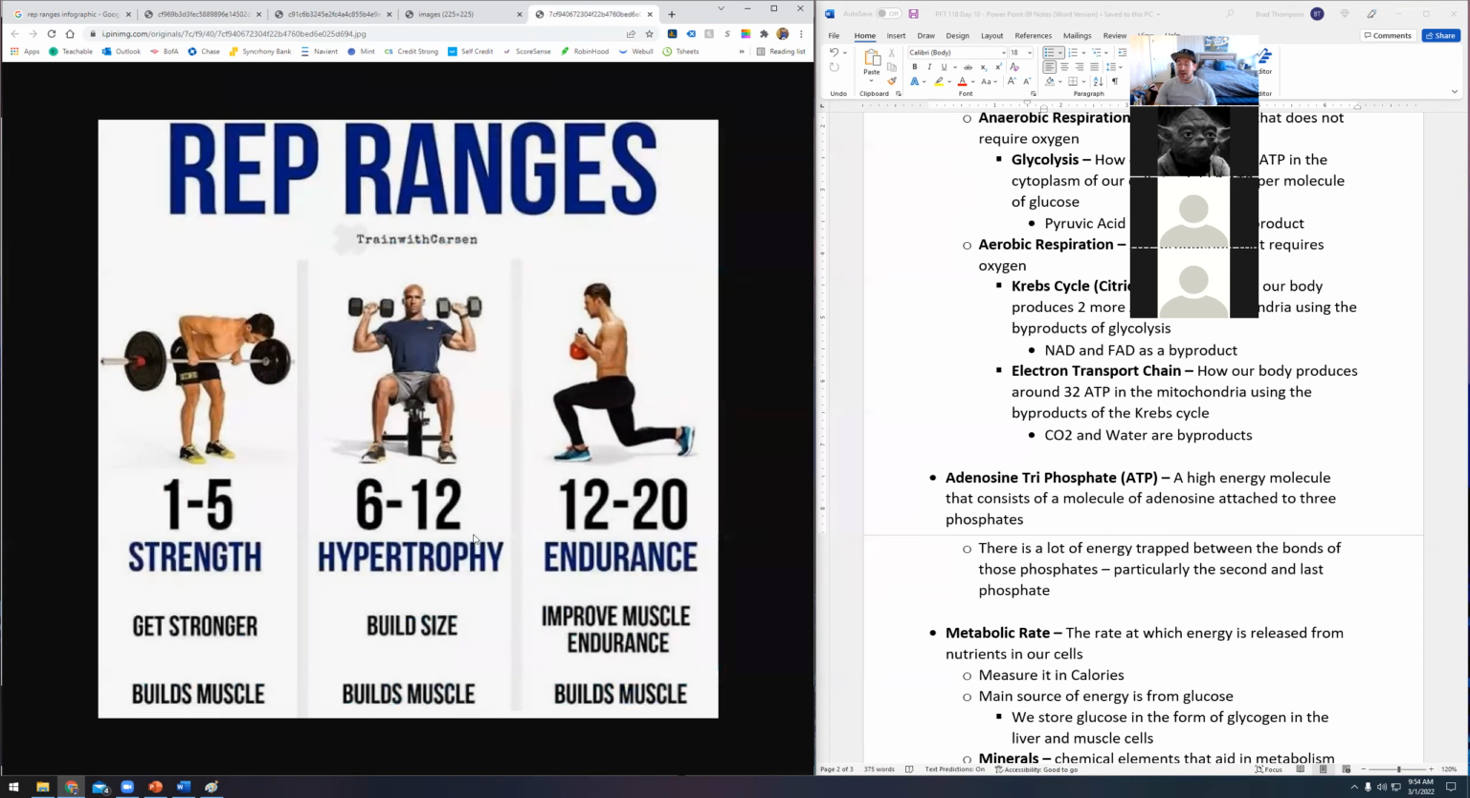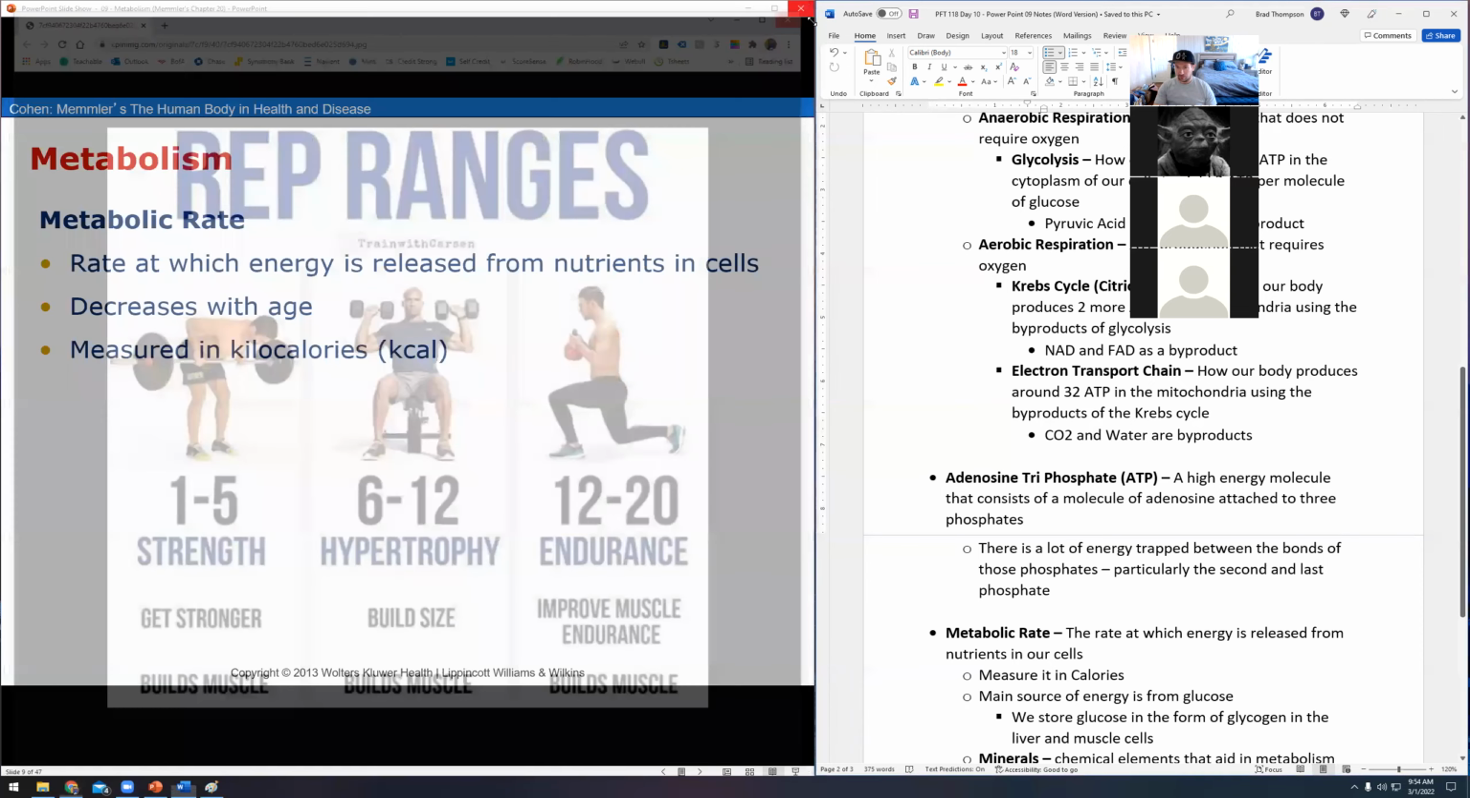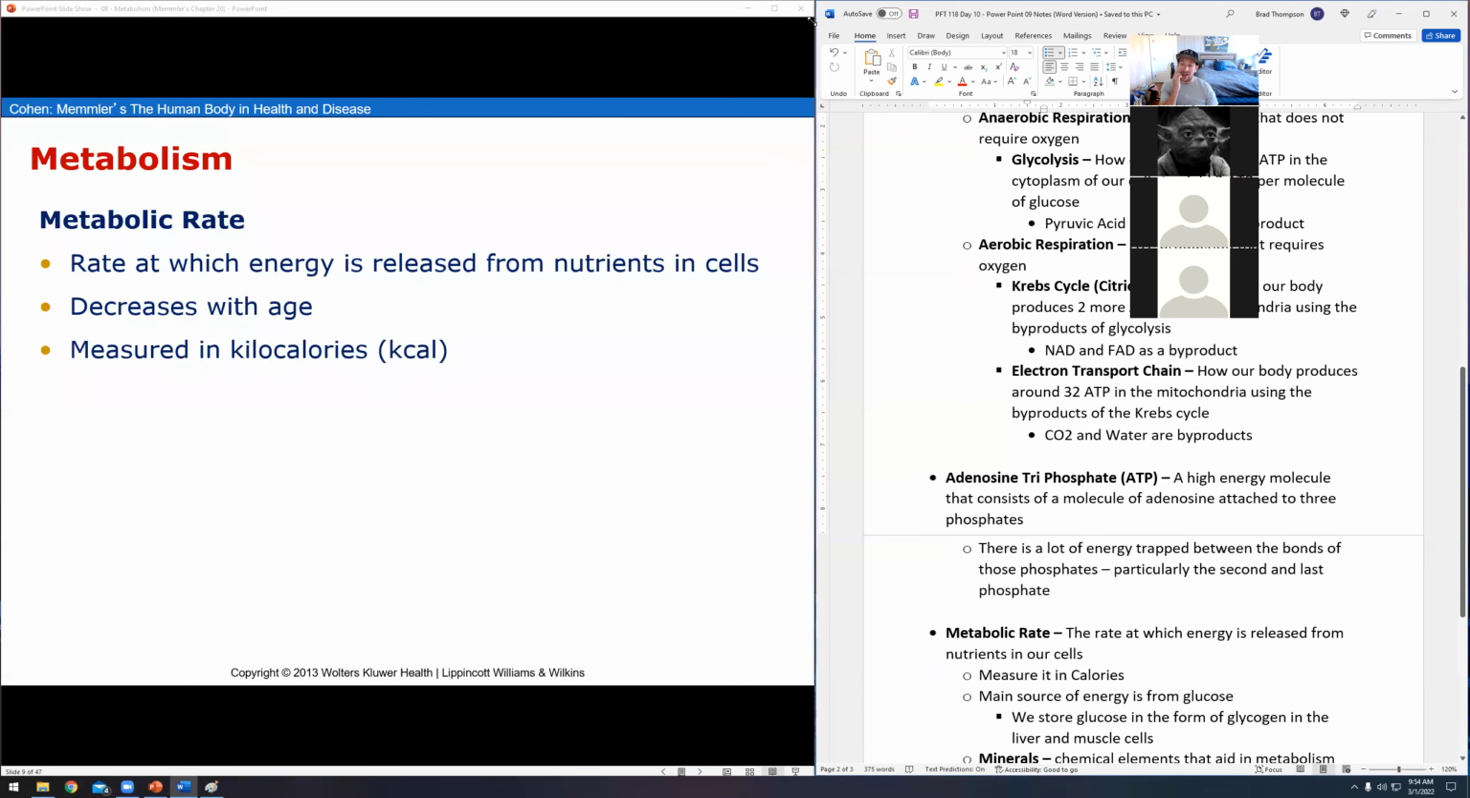Well, again, it's because they're looking at the physiology, they look at the cells, right? 1 to 5 reps builds you strength, 6 to 12 builds you size, 12 to 20 builds you endurance. They all build muscle, but this is for endurance, this is for size, and this is for getting stronger. Why? Again, look at the cells. We know how they respond to that stress. Okay.